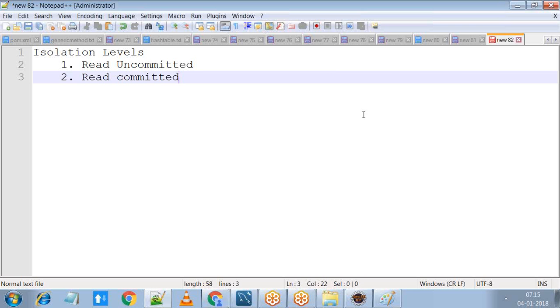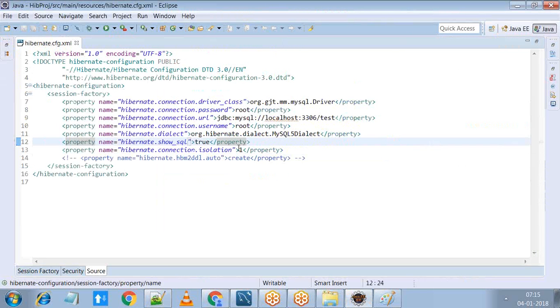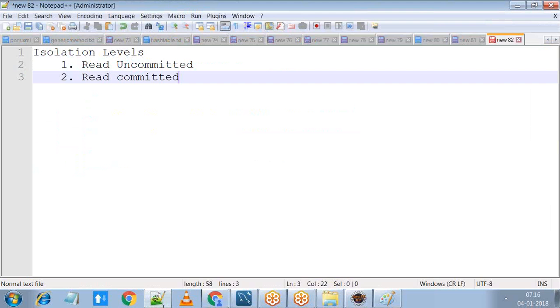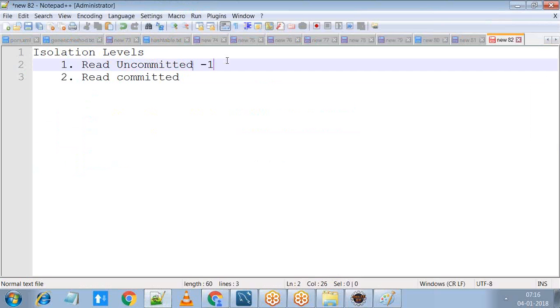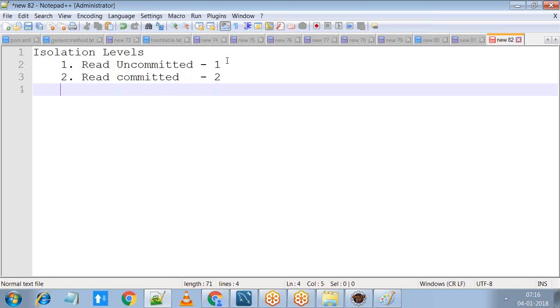How will you set this isolation level here? You set it to two. I'm sorry, the property value you have to set to two, and you can address this issue. Read uncommitted value is one, and read committed value is two.